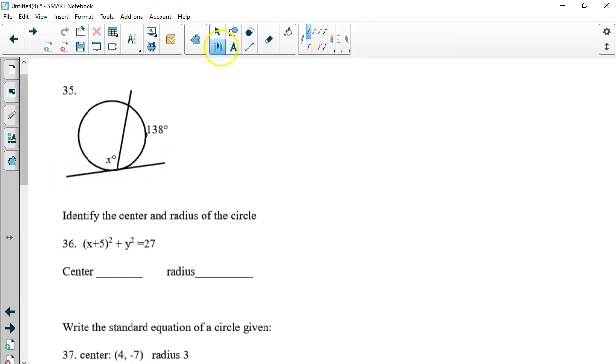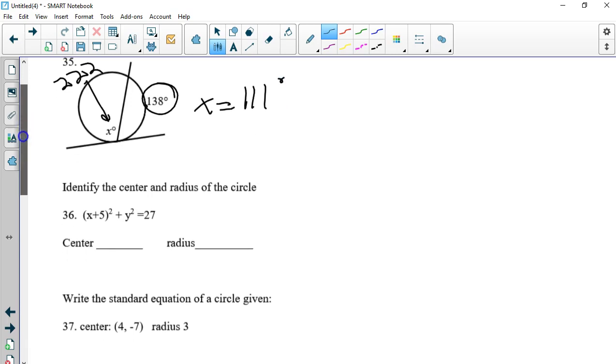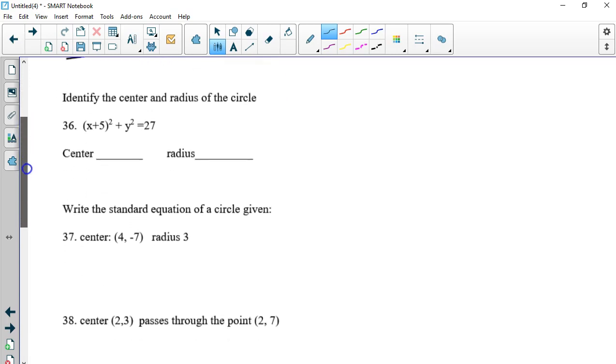Another way to do it is to know that if this is 138 and the whole circle is 360, if I subtract 138 from 360, I get 222. And then if I take half of that, x equals 111 degrees. Two perfectly good ways of doing it. One's not really too much faster than the other, but I just wanted you to see both.